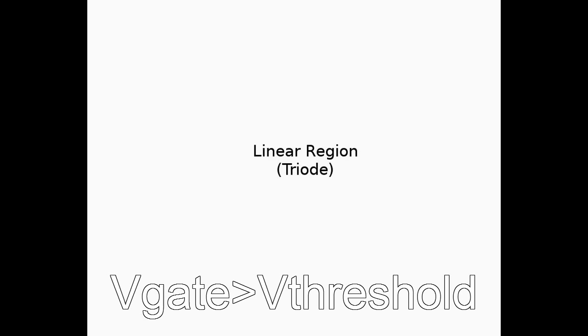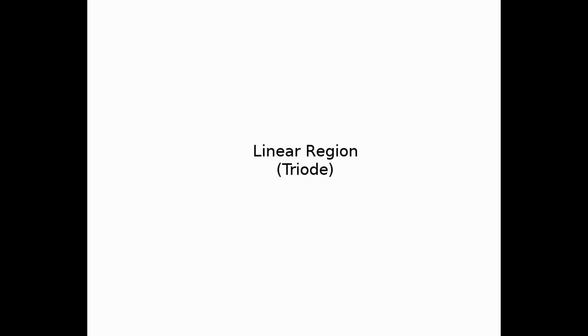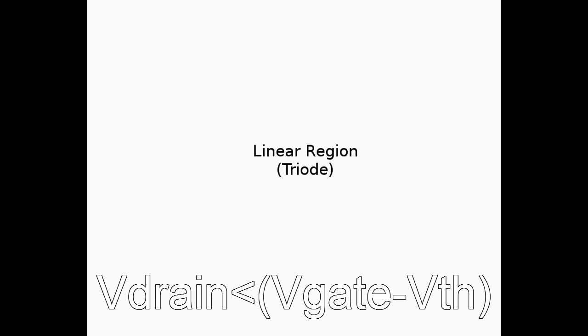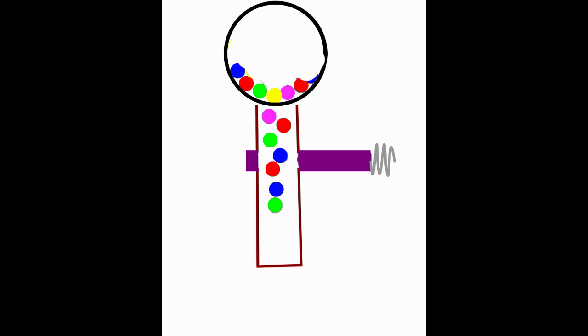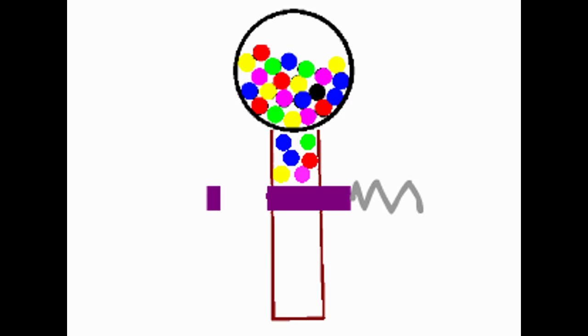The second mode is the linear region, also known as triode. In this mode, voltage at the gate is greater than the threshold voltage, and also the gate voltage minus the threshold voltage is greater than the drain voltage. In the gumball model, this means there is a few gumballs at the top, and the path is opened as the gate voltage is greater than the threshold voltage. So a couple of gumballs trickle down to the bottom.